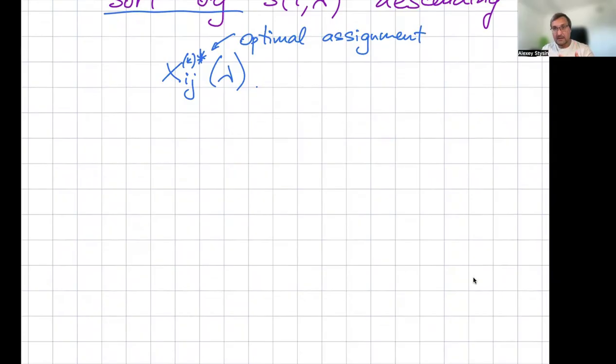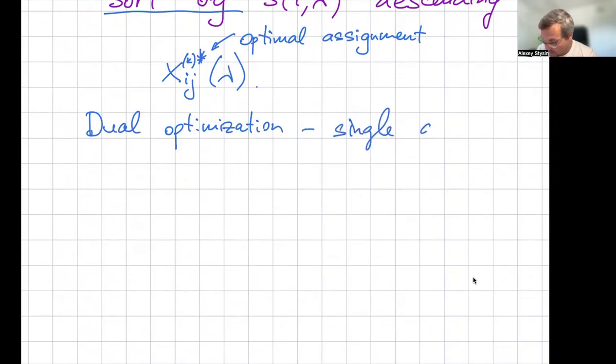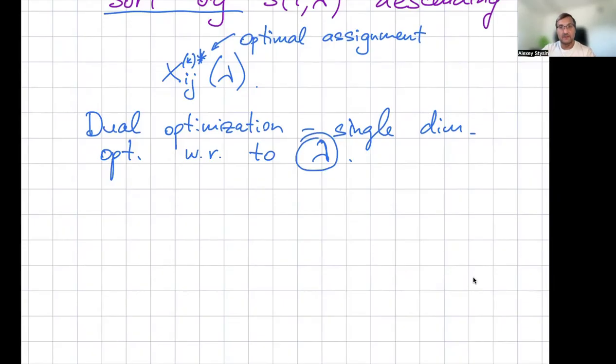And now we can write out the dual optimization problem that is going to be a single dimensional optimization with respect to the lambda variable. So the only thing that remains to be done is to find the value of lambda.